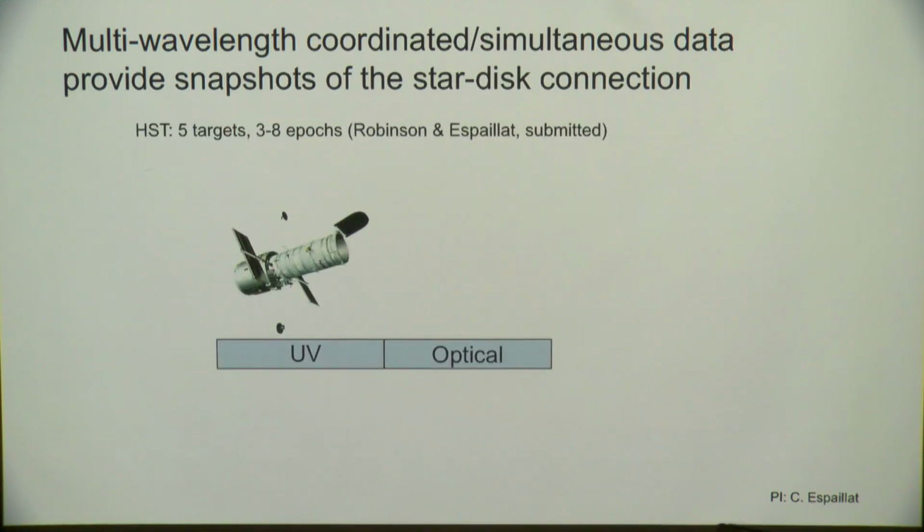The first data set that I want to go into is our HST data set. With HST, we get UV, optical, and a little bit of near-infrared coverage, but really HST's strength is giving us access to the UV, so directly extracting the accretion luminosity onto these stars. For 5 targets, we got somewhere between 3 to 5 epochs per target.